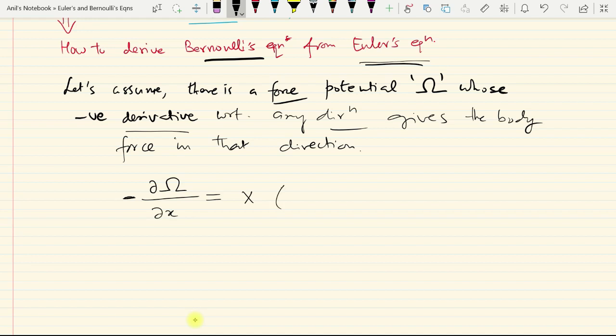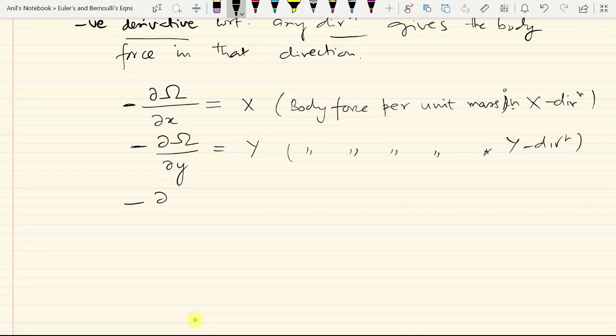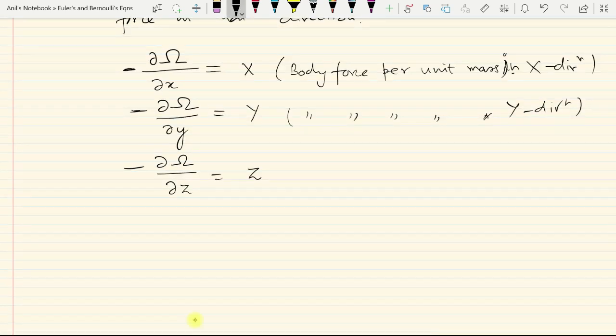It is body force per unit mass. Similarly, if I differentiate omega with respect to y, negative derivative again, it is Y. It is body force per unit mass in y direction. This is in x direction and this is in y direction. Similarly, negative derivative of omega with respect to z will be Z, capital Z, which is body force per unit mass in z direction.